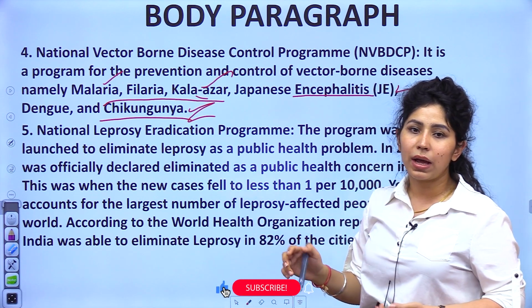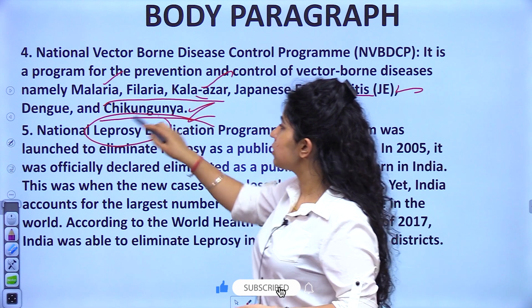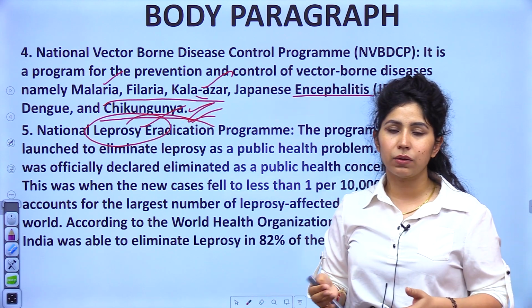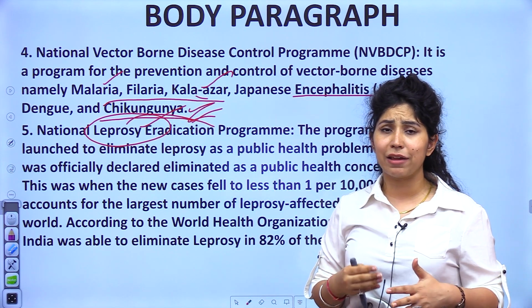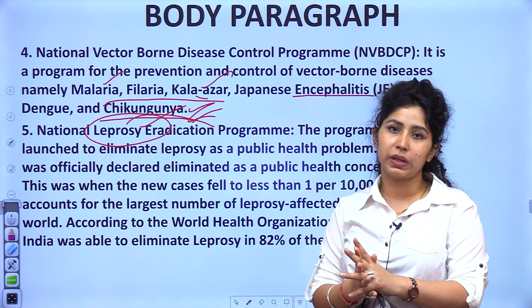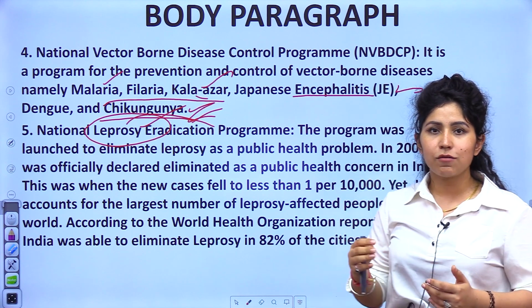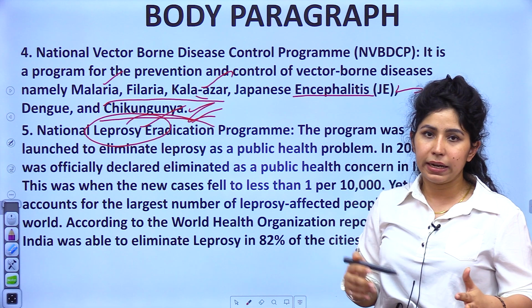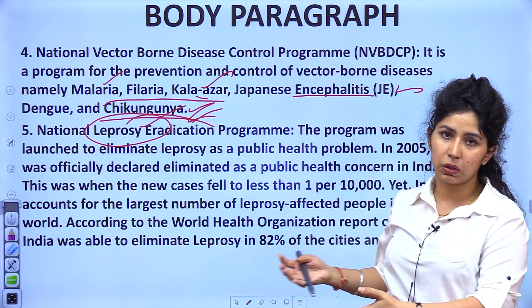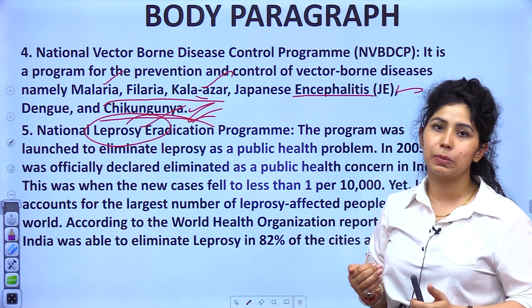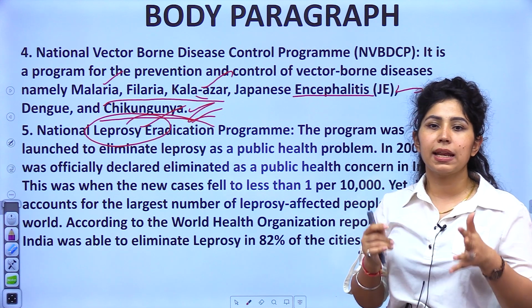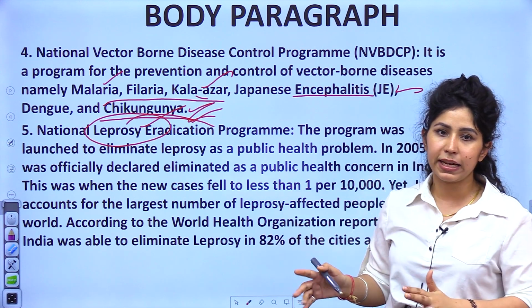Then the very important one with regards to leprosy. You know, it was one of the causes for seeking divorces also for the longest possible time. So leprosy was a cause of concern for India. Mother Teresa worked for the cause of leprosy patients. So the leprosy eradication program runs separately in the country.